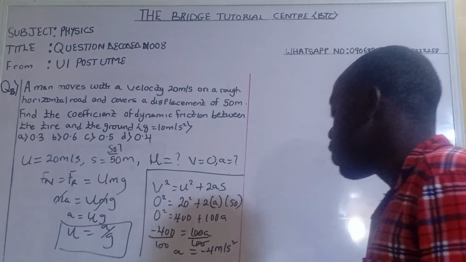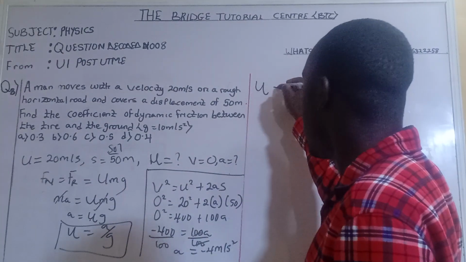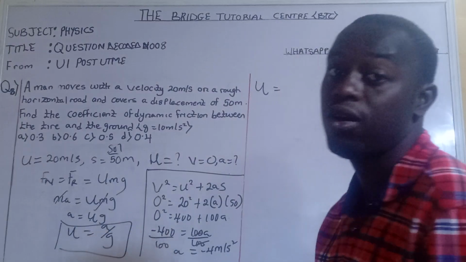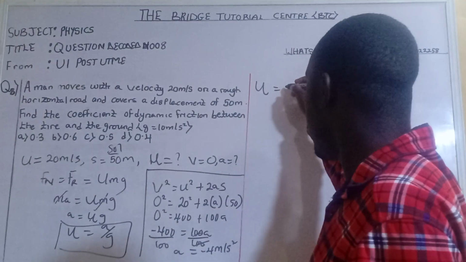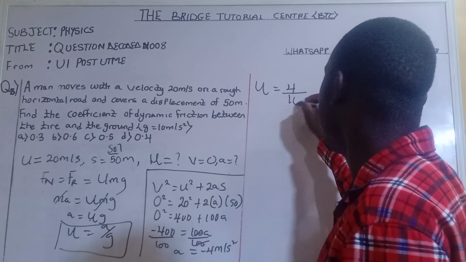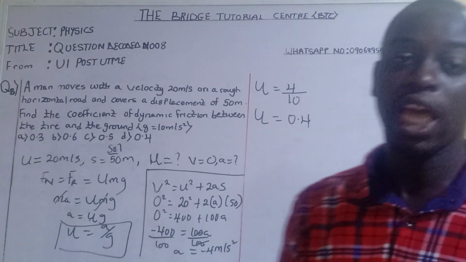Okay, so now what's the next thing? We are now looking for our mu, which is the coefficient of friction. It is now equal to a, which is minus 4, but you don't need to put the negative there, because none of our options have a negative. So we have 4 divided by the acceleration due to gravity, 10. Our mu equals 0.4. Thank you very much.